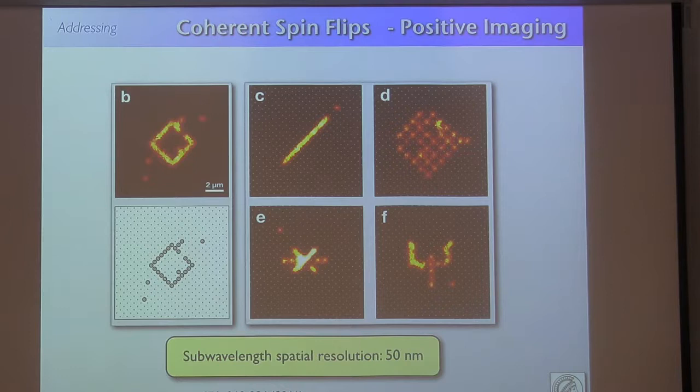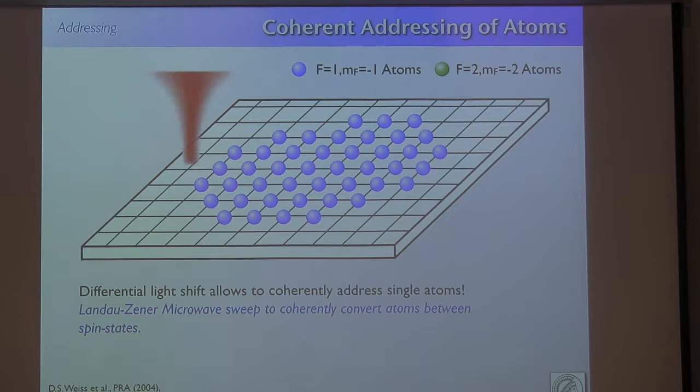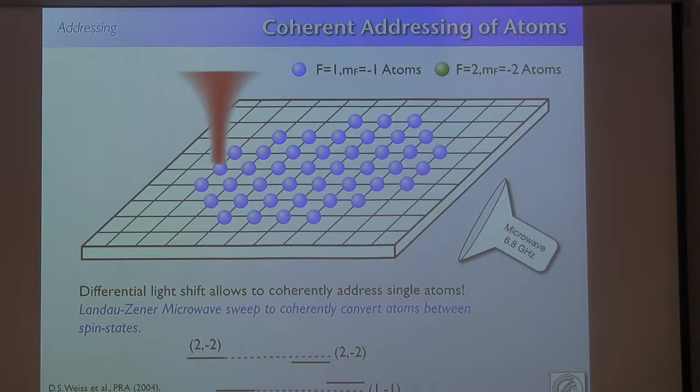Now, one trick you also get from this addressing technique, which I didn't talk about, is that our spatial resolution in the addressing is actually much better than the laser focus. The laser focus is basically round again; this is a 780 nanometer beam, so it would be just a micrometer, maybe a wide beam. But the spatial resolution that we can get from this beam is actually in the 50 nanometer region.